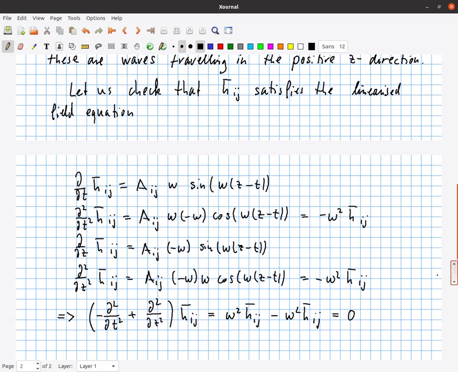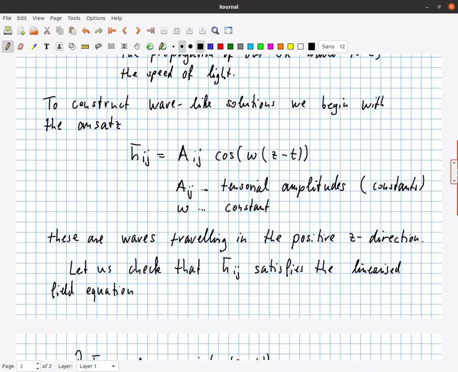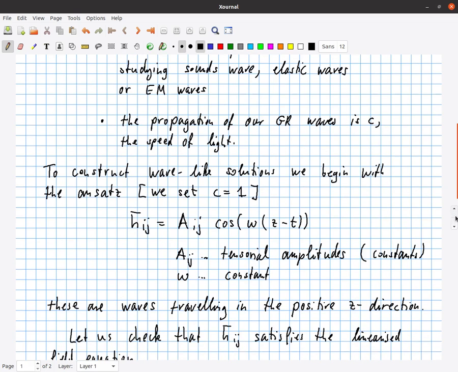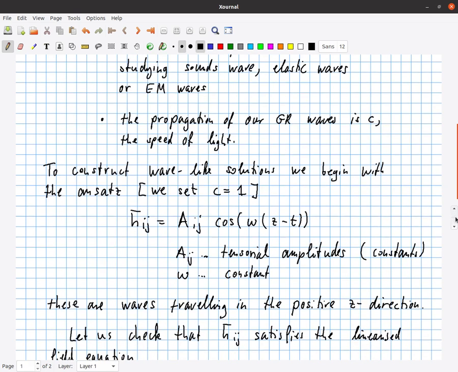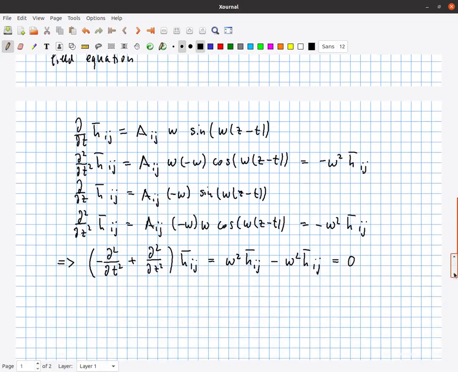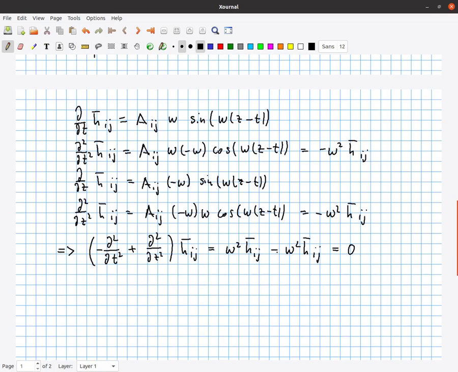And I should probably say something here. You see, I just dropped the factor of c squared here. If I had a factor of c in front of the t, this would again be consistent. So to make our life easier, we set c to be 1 to get rid of the speed of light in these equations. We can reinstate it in the end if we really need it. So what we have just shown is that this h indeed satisfies the linearized wave equation.